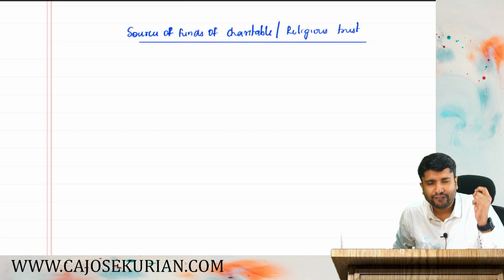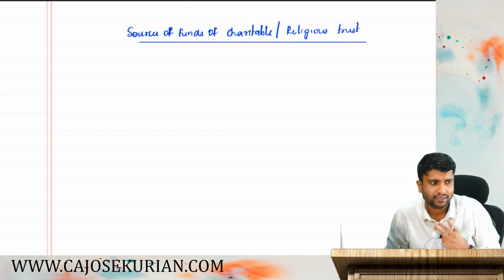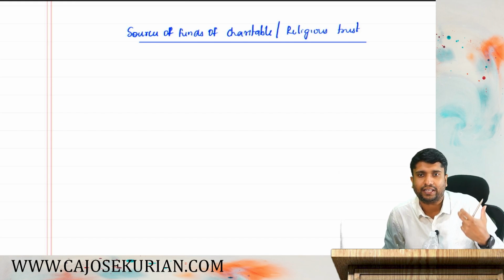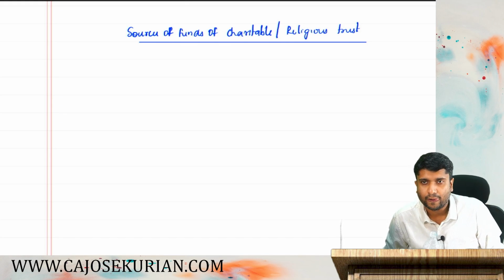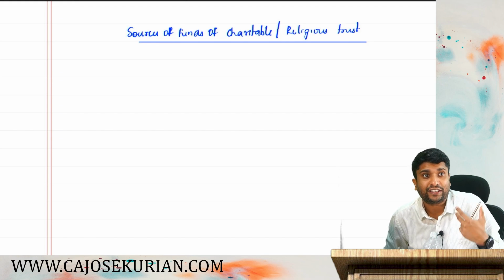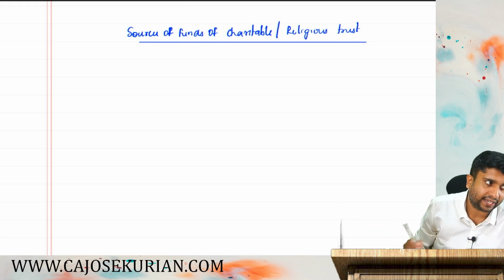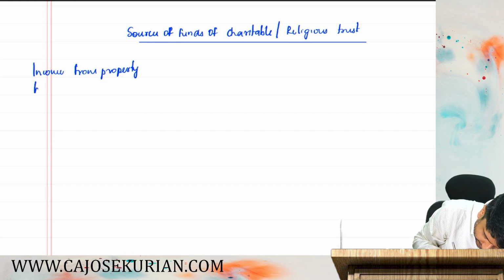Number one, income from property held by the trust. What do you mean by income from property held by the trust? The trust itself owns some properties and they are able to generate some income from the property. Say for example, they are owning a building, they are getting rent. They are running a shop, they are getting some revenue from the shop. Or they are having a fixed deposit in bank and they are getting interest. These kinds of things can be called as income from property held by trust.